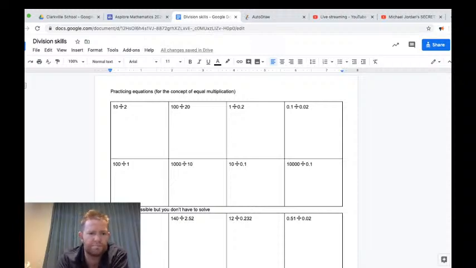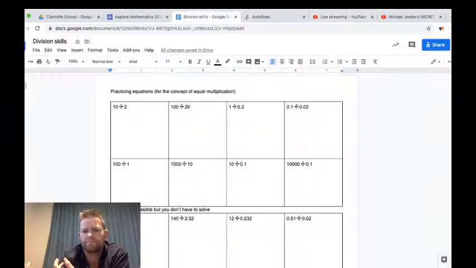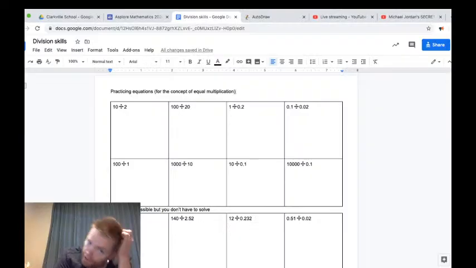So let's talk about this practicing equal equations concept, because it's just a concept. It's just like every other concept. You just have to understand the idea behind it. Cool. Just checking that it's still live. Still good. Okay, so what I'm going to do is start off just at the very basics.